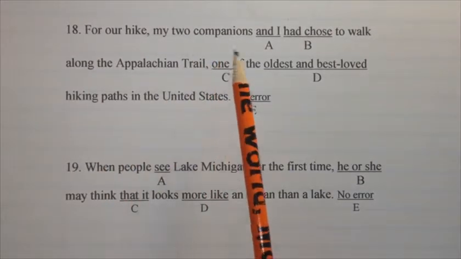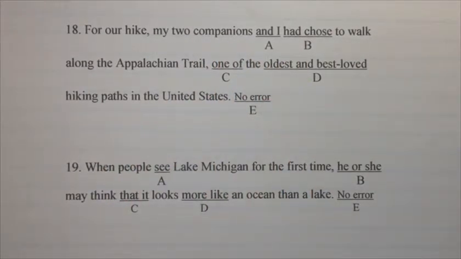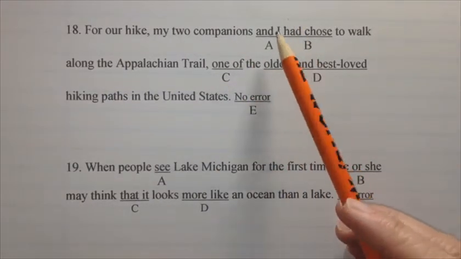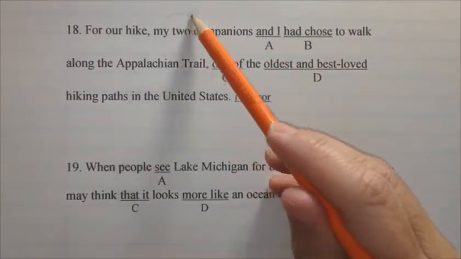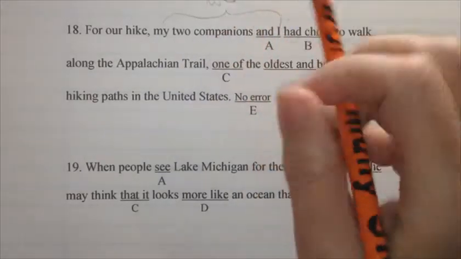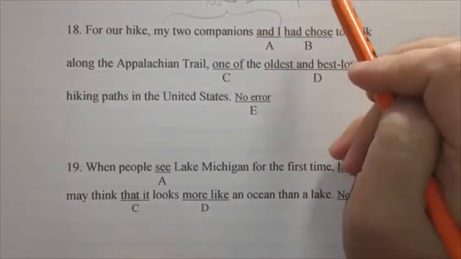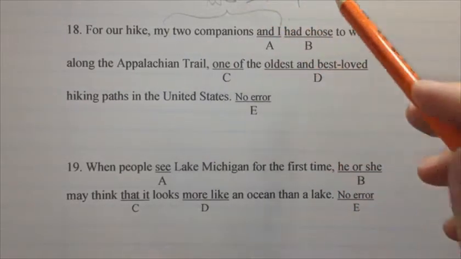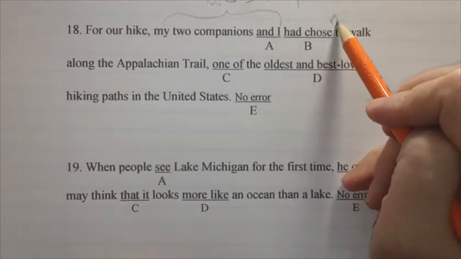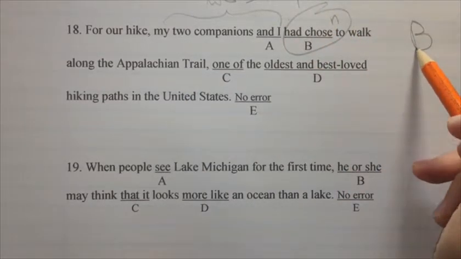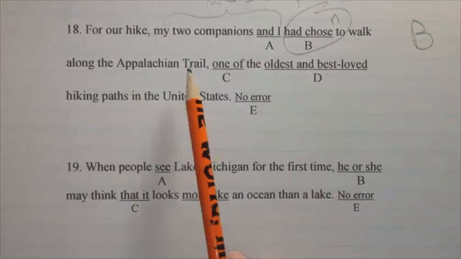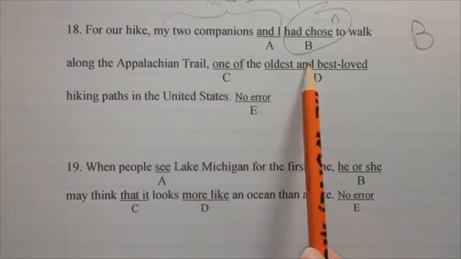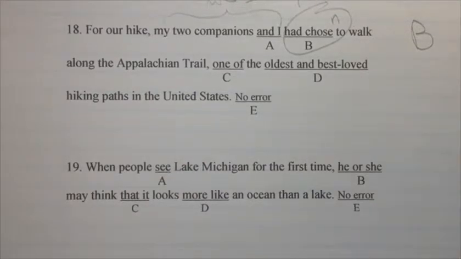For our hike, my two companions and I had chose to walk along the Appalachian Trail, one of the oldest and best-loved hiking paths in the United States. For our hike, my two companions and I, is this correct? My two companions and I, that means we, they, and I. That's correct. Okay, we had chose. Now this is wrong. You need to say had chosen to walk along this trail, and this trail is one of the oldest and best loved. That's correct. Answer is B.